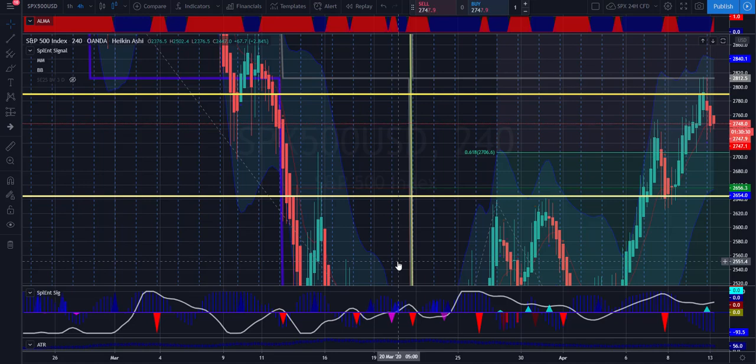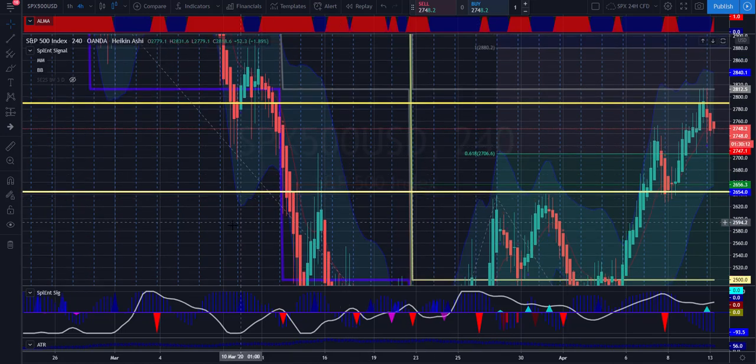So let's have a look at this chart. This is a 4-hour chart on the SPX 500 USD, which is the CFD equivalent to SPX, and this one trades 24/7, which makes the charts a little bit more significant because there are more bars each day.